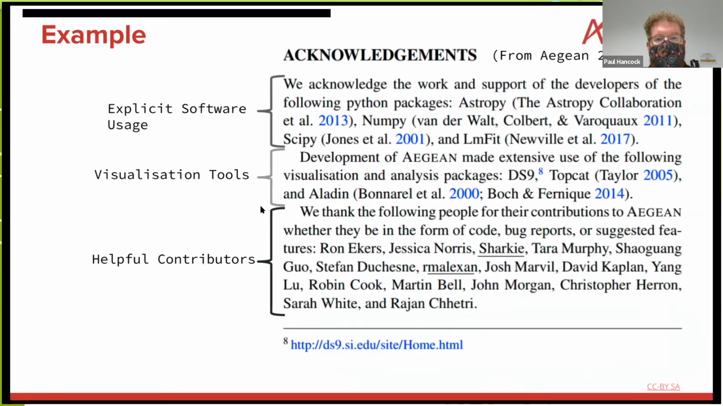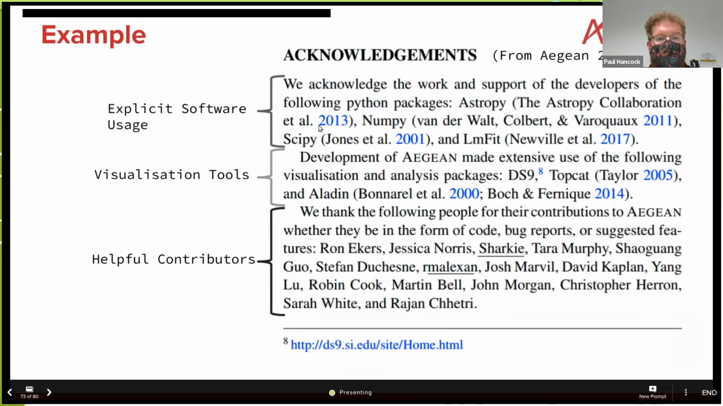So here's an example. This is a paper that I wrote a while ago, and it could have been even more inclusive than what I've got here. But in the acknowledgement section, I started with the explicit software usage. So I started with the AstroPy collaboration. They have a paper that they would like you to cite, 2013. There's another one in 2018, I think, which was after I published this paper.